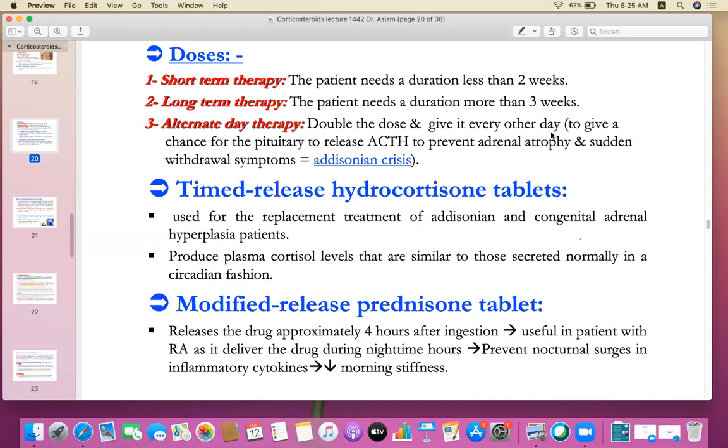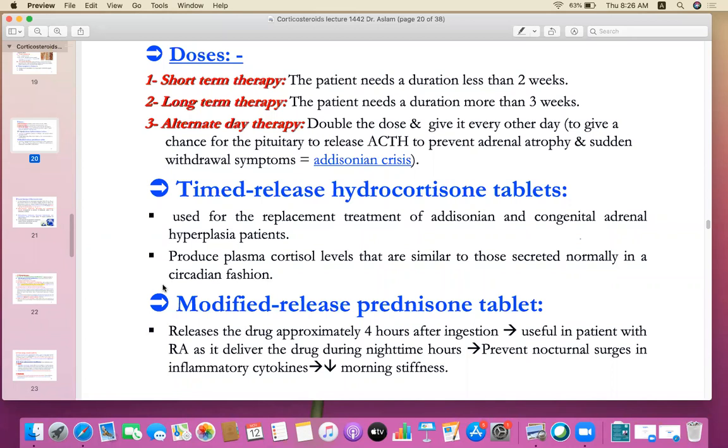In Arabic, it is called Bad Bukra. Every other day, to give a chance for the pituitary to release adrenocorticotropic hormone, to prevent adrenal atrophy and sudden withdrawal symptoms, which is called Addisonian crisis, adrenal crisis, or acute adrenal insufficiency. So what are the withdrawal symptoms in this case? Shock and hypotension are the major symptoms in the case of corticosteroid withdrawal. So this is the most important point regarding the therapy of the corticosteroid.